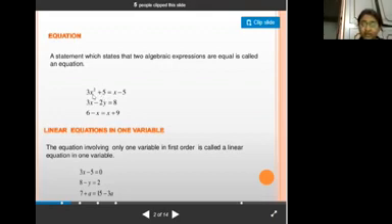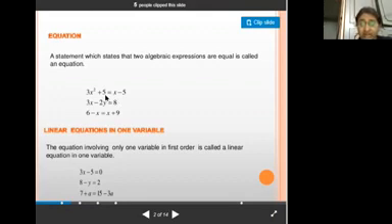Variables, what do you mean by variables? Variables are the terms whose values keep on changing, like the number of days in a month. It depends on which month it is. If it's January, there are 31 days. If it's February, there are 28 days in the month.